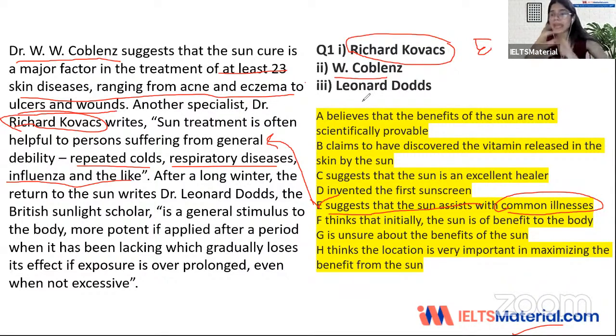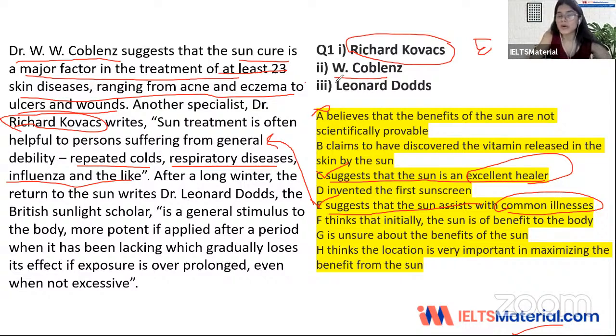So can you find anything that is paraphrased or has a similar meaning from the given options? If we look here, believes that the benefits of the sun are not scientifically provable. No, this is not the belief that we go for. Yes, Manoj, this is the correct answer: suggests that the sun is an excellent healer. Because here we are talking about healing, and here they are talking about curing, which is a synonym of healing, a major factor in the treatment of at least 23 skin diseases.